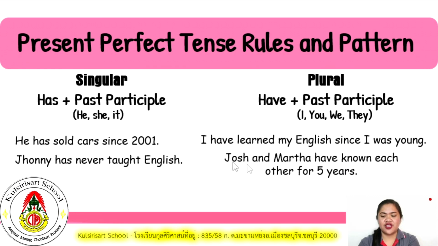Next, Josh and Martha have known each other for 5 years. We have two persons in the sentence, which means that our subject is plural. And if it's plural, we use have plus past participle of the verb, which means have, and the past participle of know is known. Josh and Martha have known each other for 5 years. Okay, we're finished with the examples.